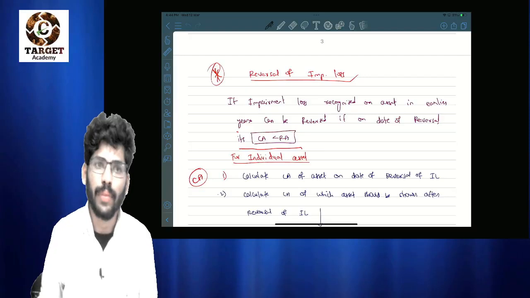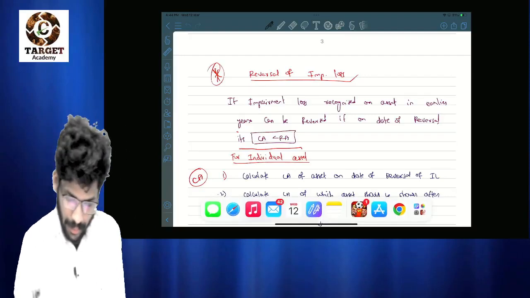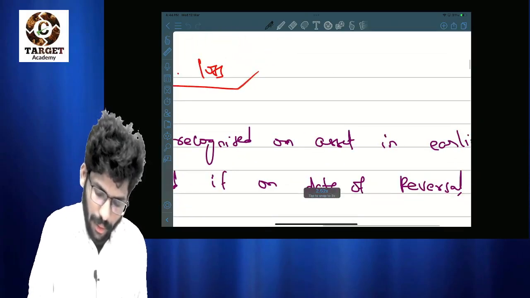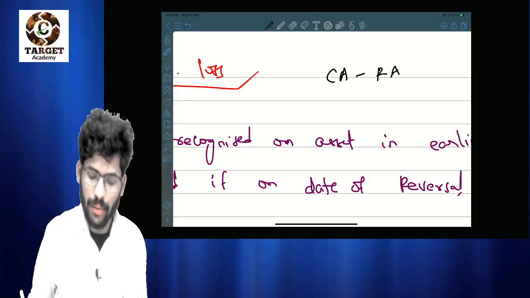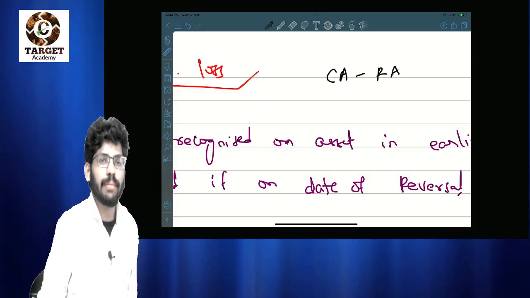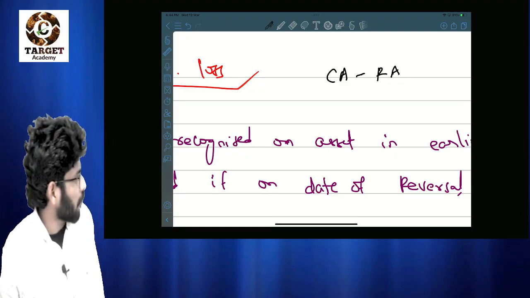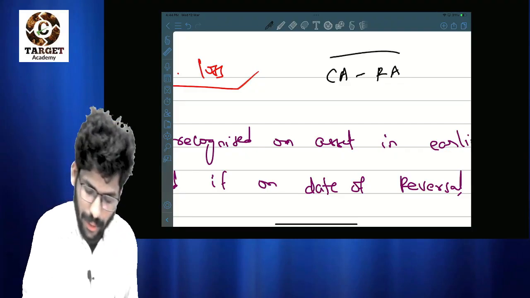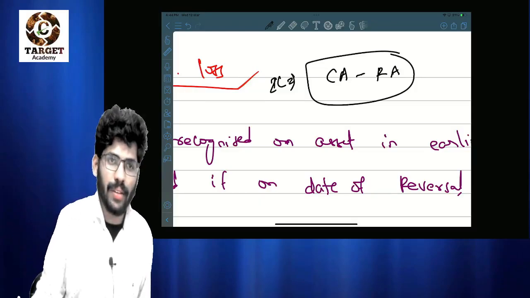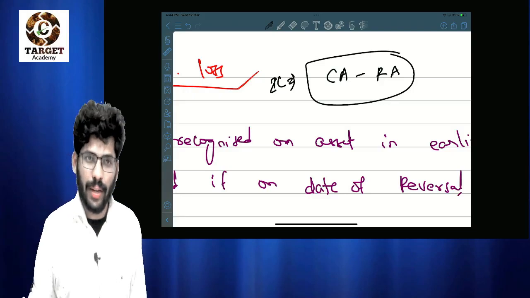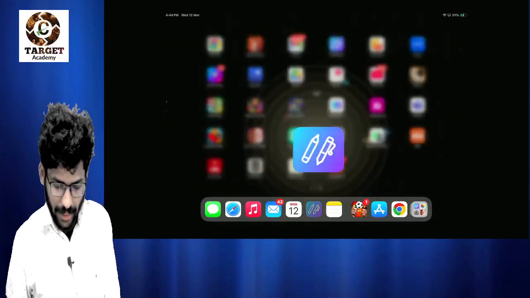Basically, impairment loss arises when the carrying amount of an asset is more than the recoverable amount. If the carrying amount of the asset is more than the recoverable amount, then the difference is called an impairment loss, correct or not? Assume this happens in the first year and we get an impairment loss. Let's take an example.